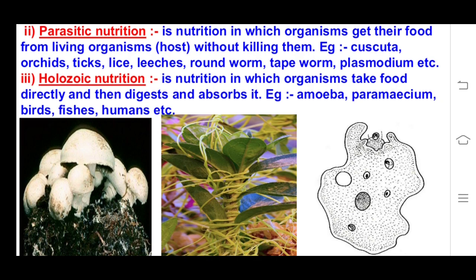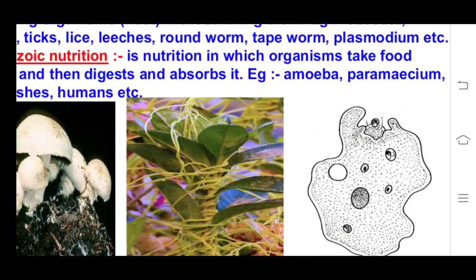Holozoic nutrition is a nutrition in which organisms take food directly and digest and absorb it. Amoeba, paramecium, birds, fishes, and humans ingest the food, and then the food goes through the gut and is absorbed. In the case of amoeba, with the help of pseudopodia, it engulfs the food and a food vacuole is formed. With the help of the food vacuole, the food material is digested and then assimilated and absorbed in the body.